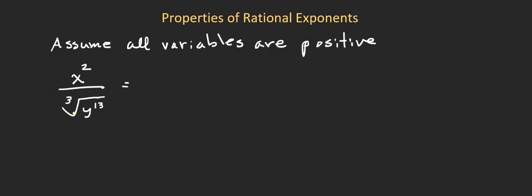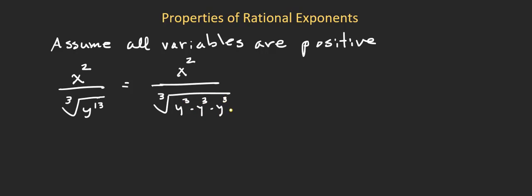Now you've got x squared over the cube root of y to the 13. So if you want to simplify it, you've got x squared on top. I'm going to rewrite y to the 13th as y to the 4th, y to the 4th, y to the 4th times y. So when you multiply this out, you get y to the 13th.